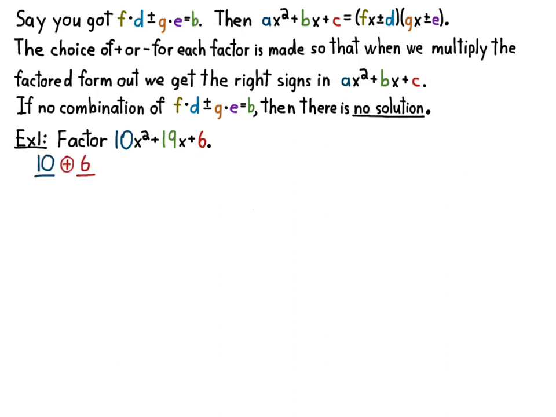So I wrote down 10 and 6, that's a and c, and then between them I write plus because it's plus 6, right? It's plus 6, and so I write that plus in front of the 6. And this means when I do these products, I'm going to add them.